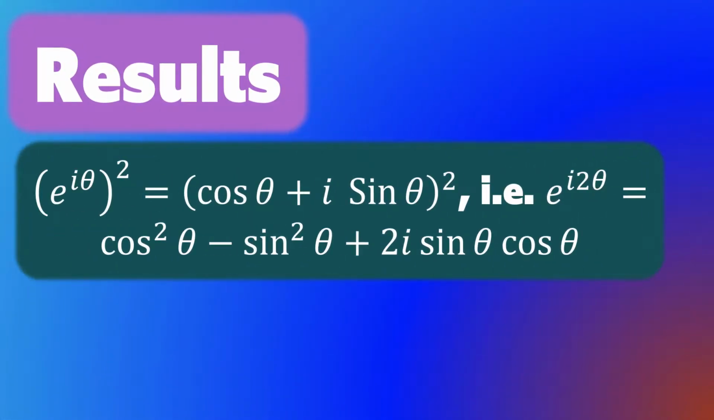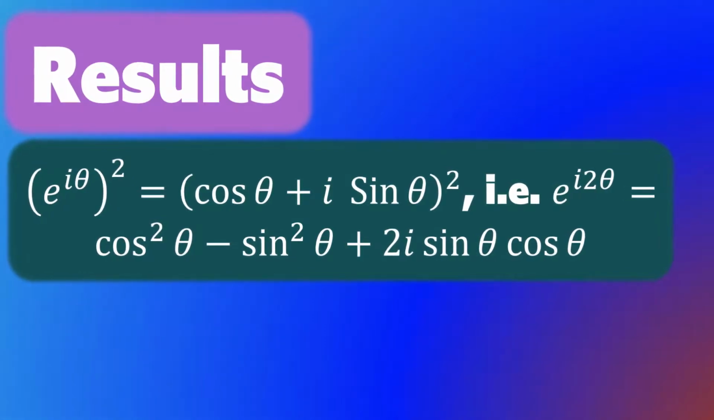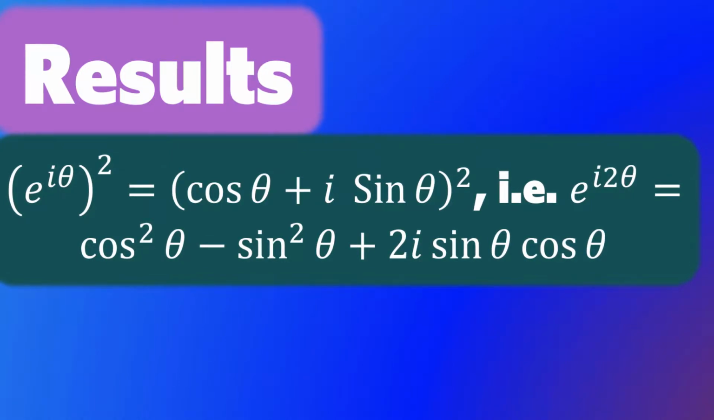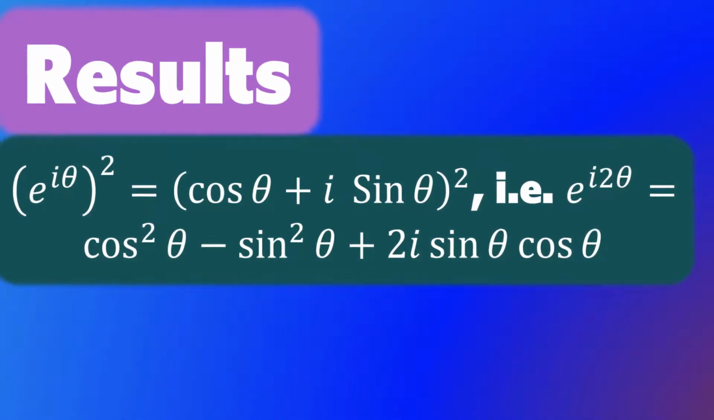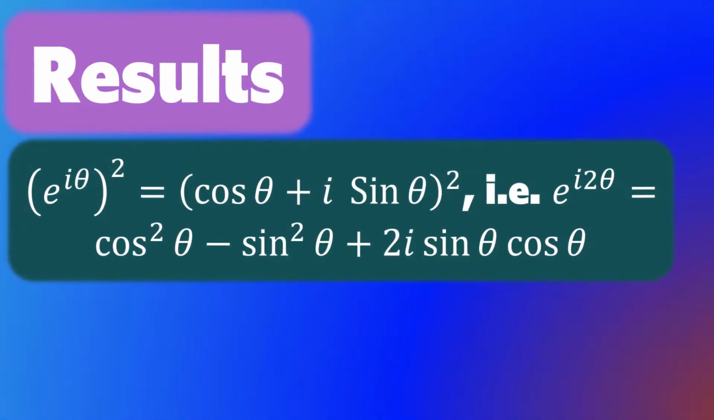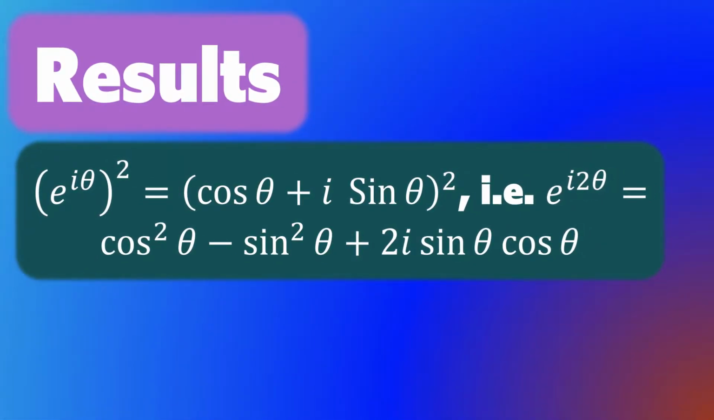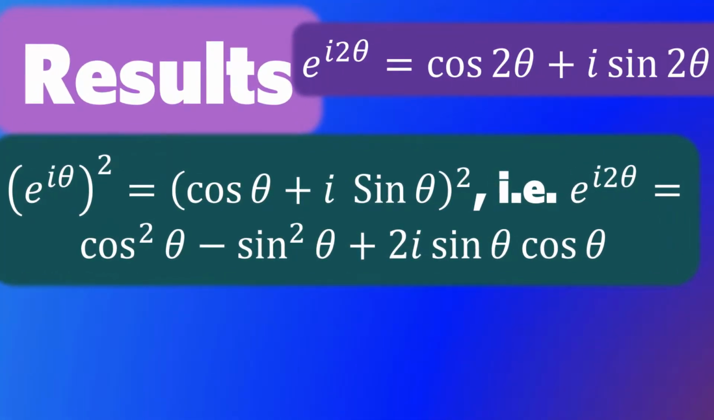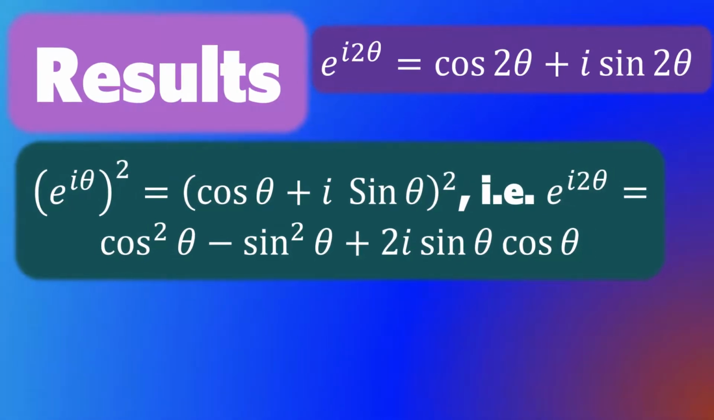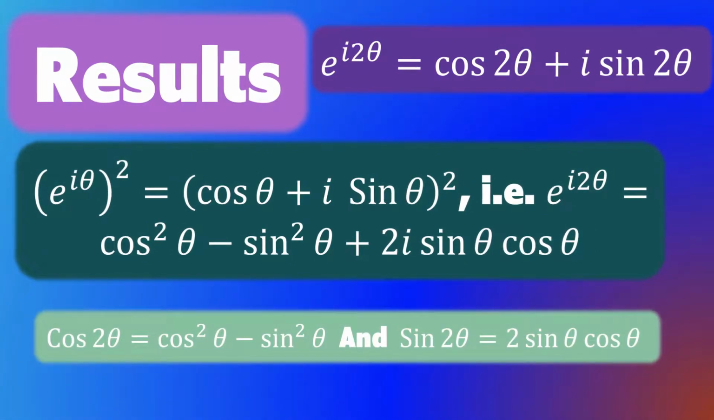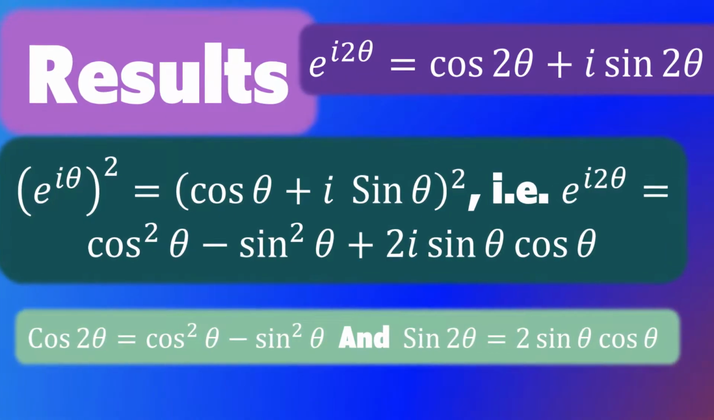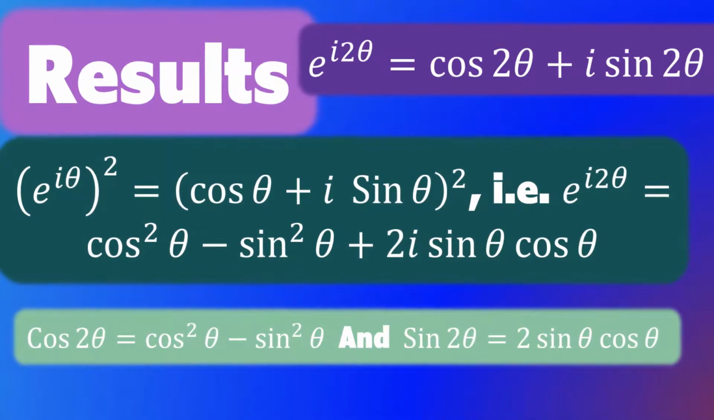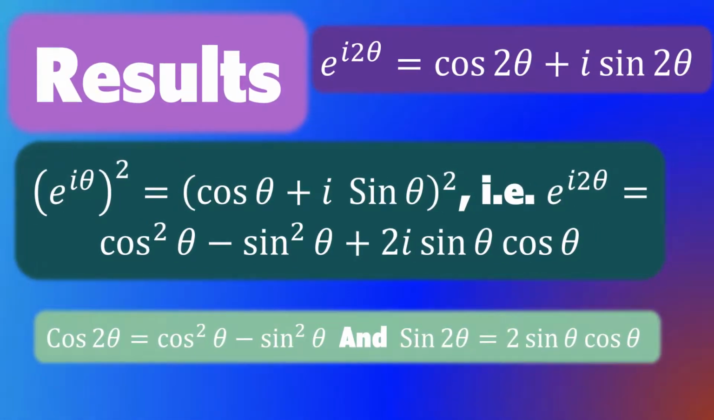Also, squaring Euler's formula, we get (e to the i theta) squared equals (cos theta plus i sine theta) all squared, i.e. e to the i 2 theta equals cos squared theta minus sine squared theta plus 2i sine theta cos theta. But from Euler's formula, we have e to the i 2 theta equals cos 2 theta plus i sine 2 theta. As the real and imaginary parts need to be equal, we have that cos 2 theta equals cos squared theta minus sine squared theta, and sine 2 theta equals 2 sine theta cos theta.